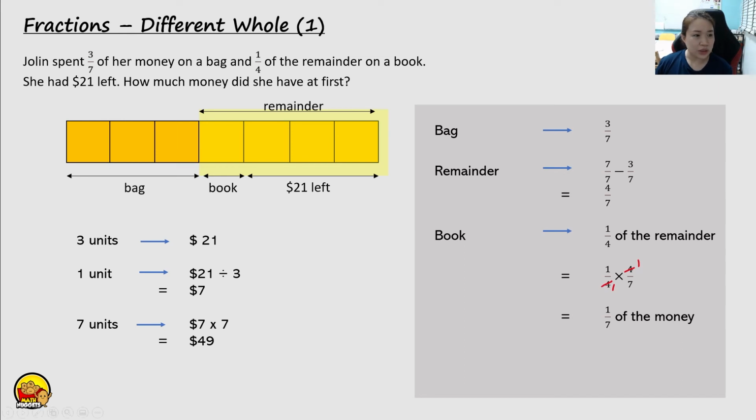So since the question is talking about the leftover, we need to find out the fraction that she had left, which would be using the whole, 7 out of 7. I take away what she used for the bag, 3 out of 7, and what she used for the book, 1 out of 7, which gives us 3 out of 7 of her money left. And from here, we would be able to know that 3/7, which is 3 units, would be $21. And we can solve it the same way. So therefore, the answer would be that Jolene had $49 at first.